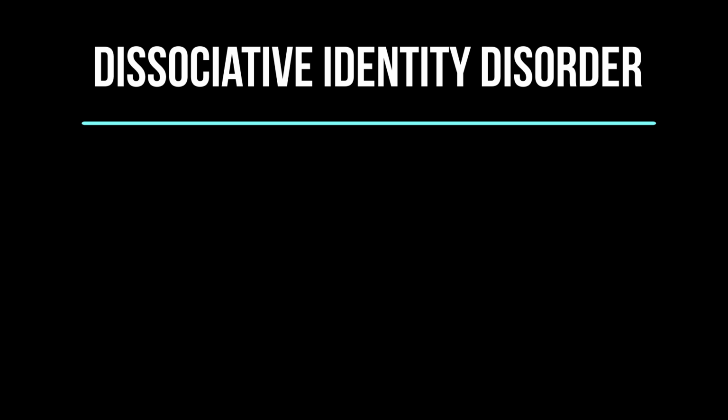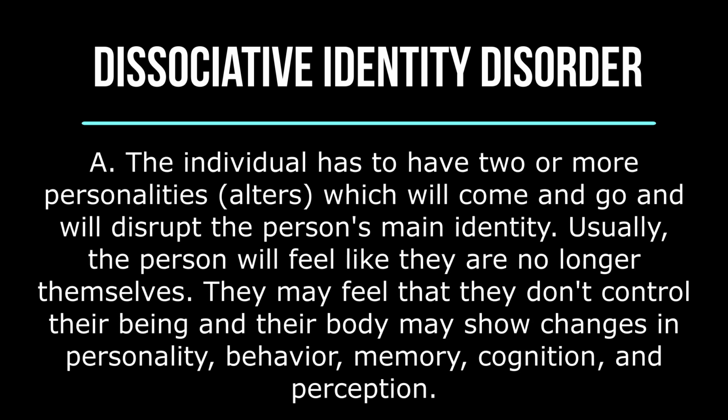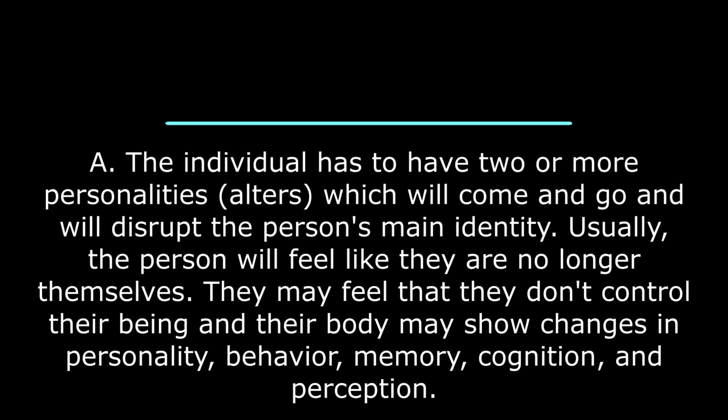In order to be diagnosed with DID, dissociative identity disorder, a person has to have two or more personalities, or sometimes they're called alters, which will come and go and disrupt the person's main identity. In some cultures, this can be defined as a possession, but different cultures don't always see it this way. Usually the person will feel like they are no longer themselves, that they no longer have control over their being, and their body may show changes in personality, behavior, memory, cognition, perception, as well as other elements. These changes in behaviors can be reported by family, friends, or others, or by the individual.